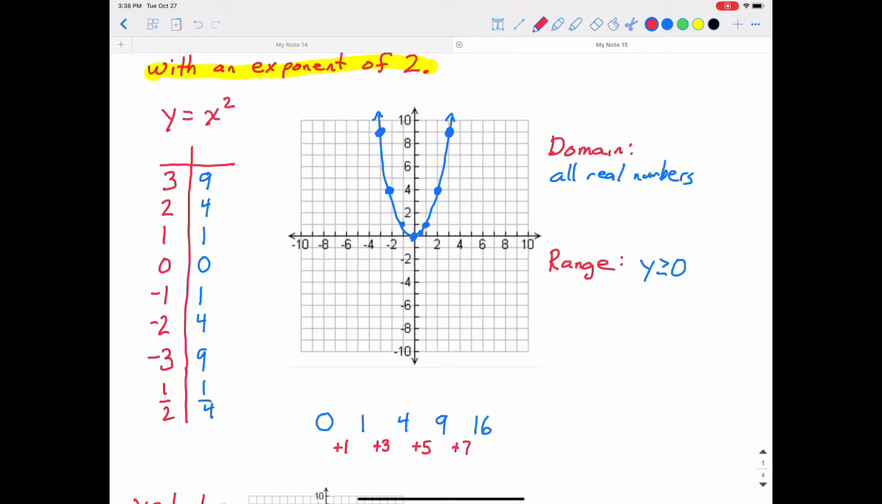But there's actually another way to describe that pattern. It's because 0, 1, 4, 9, 16 are all perfect squares. 0 is the same as 0 squared. 1 equals 1 squared. 4 is 2 squared. 9 is 3 squared, and 16 is 4 squared.